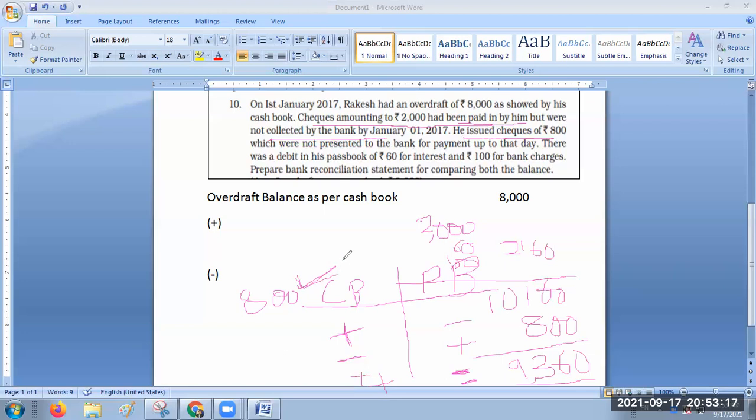If it is overdraft balance and cash book balance is given, you tick the cash book side only. That's all. But at the end you will write overdraft balance as per passbook. That is the difference. Note down the solution.